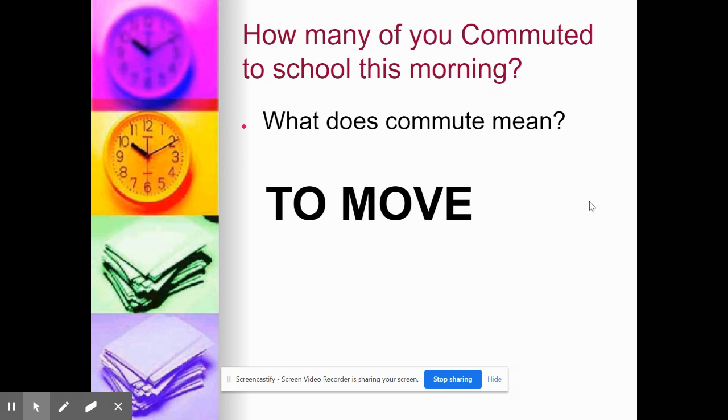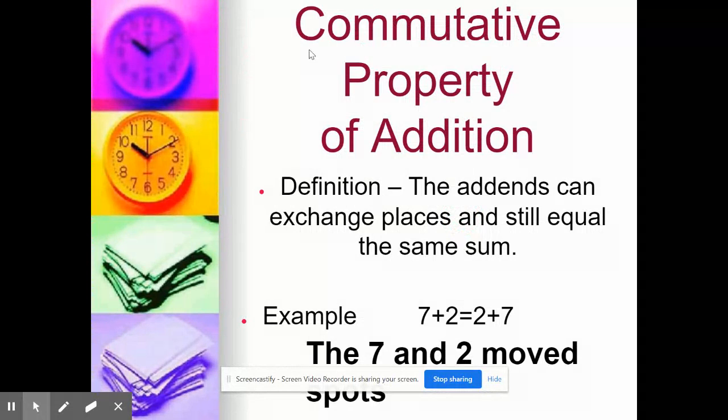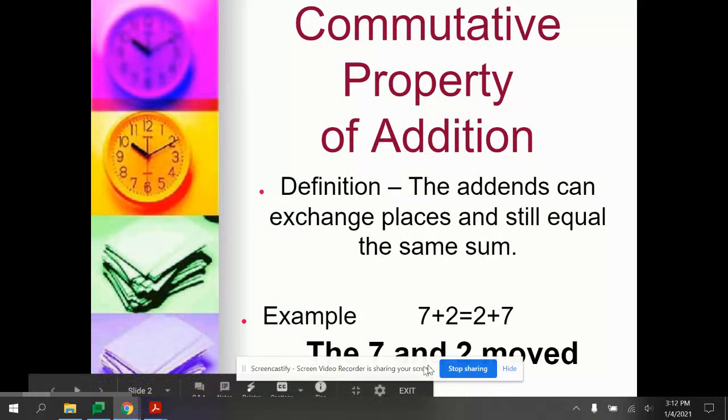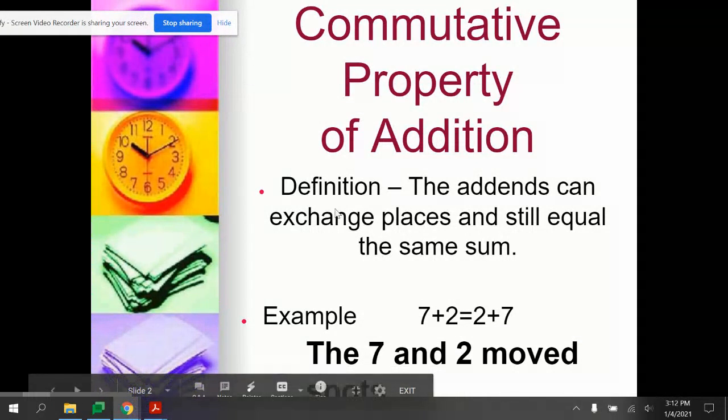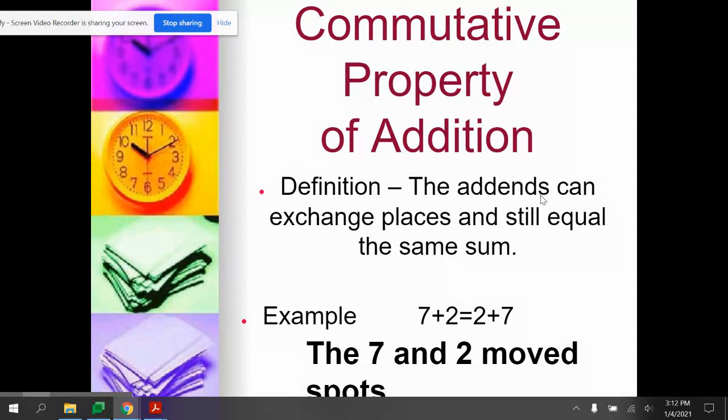Okay, so to commute, what does commute mean? Commute means to move. So we're going to be moving some numbers, but we're not going to change the answers. The commutative property applies to addition. In addition, the addends, the numbers that you're adding, can exchange places, so they can switch places and still equal the same sum, the same answer.